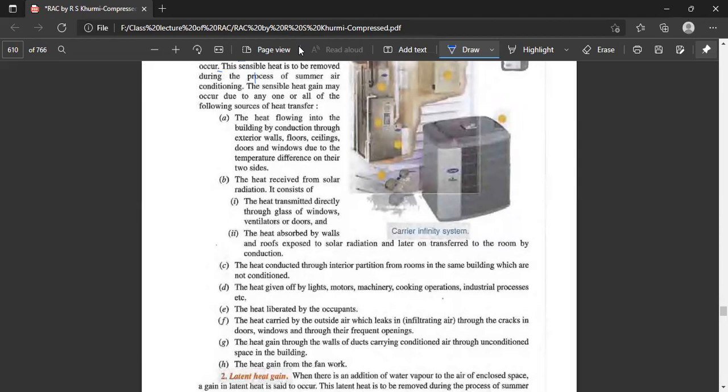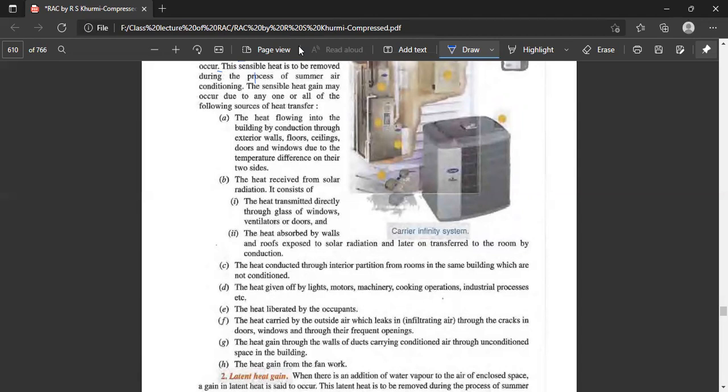The heat gained through the walls of the ducts carrying conditioned air through the unconditioned space in the building, and the heat gained in the fan. So, first of all, how much heat is coming inside the room through the walls, ceilings, doors, etc., and how much heat we are releasing directly.